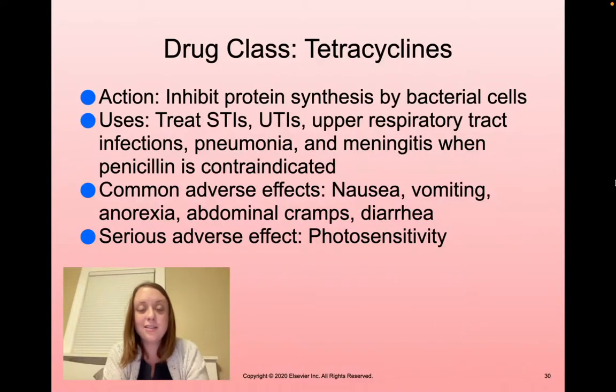Tetracyclines inhibit protein synthesis by bacterial cells, and we use them to treat STIs, UTIs, upper respiratory tract infections, pneumonia, and also meningitis when penicillin is contraindicated for it. Some common adverse effects are nausea, vomiting, anorexia, abdominal cramps, and diarrhea, but they also can cause the serious adverse effect of photosensitivity.